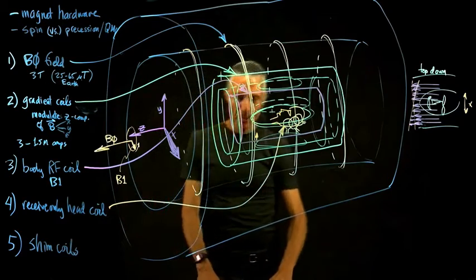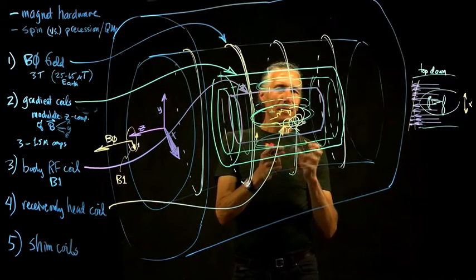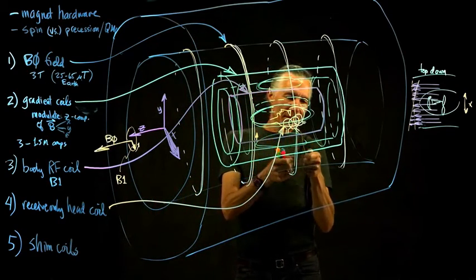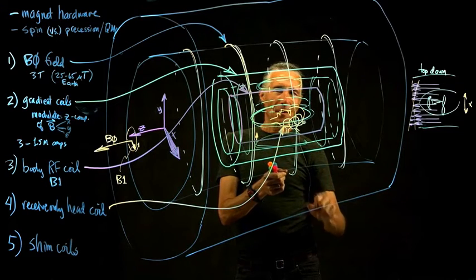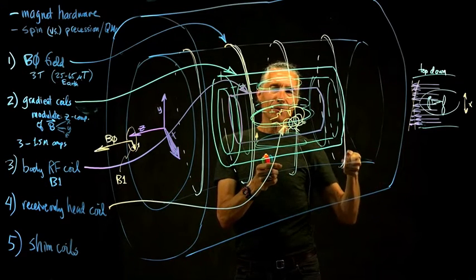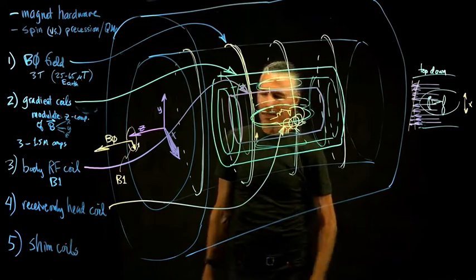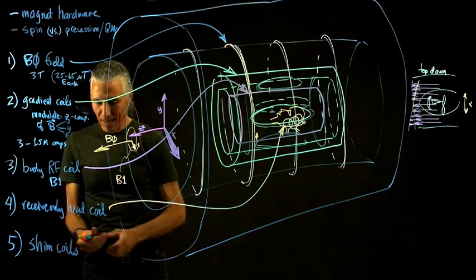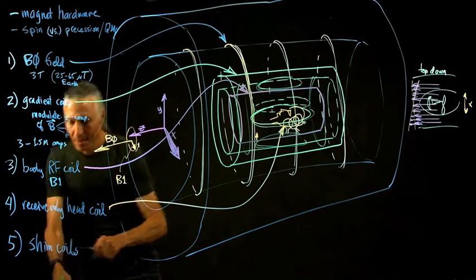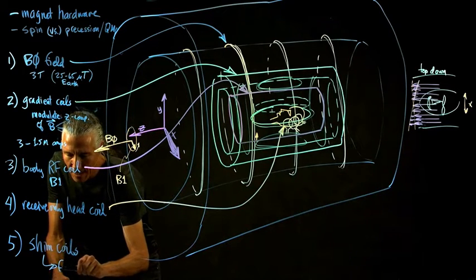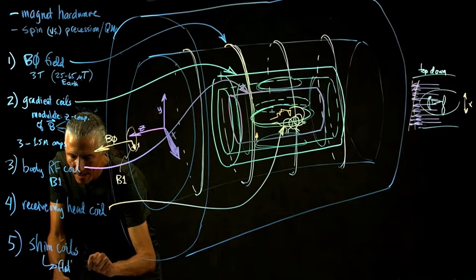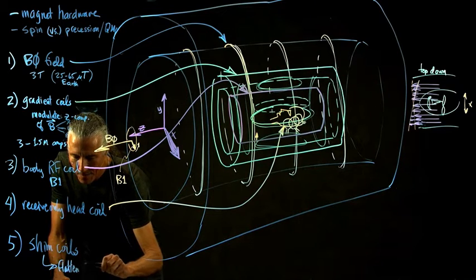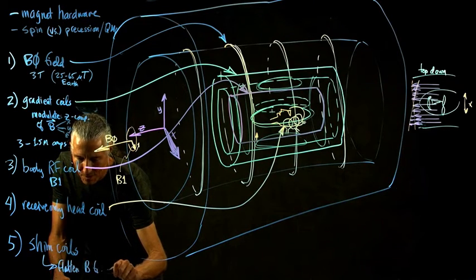And shim generally means to kind of get things in order. Like if some beam is a little bit too low, you stick a little shim under it to sort of straighten it out. So what the shim coils are trying to do is flatten out the B0 field. So what does that mean?